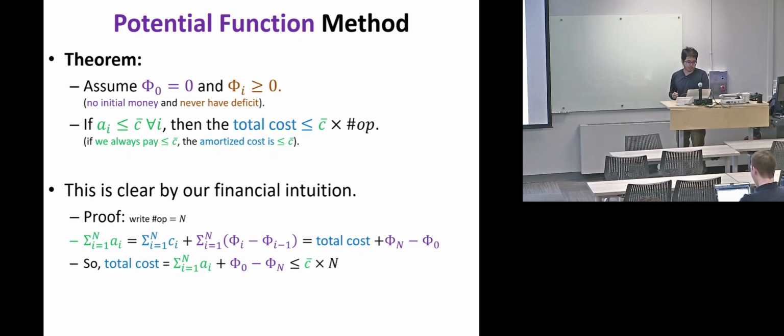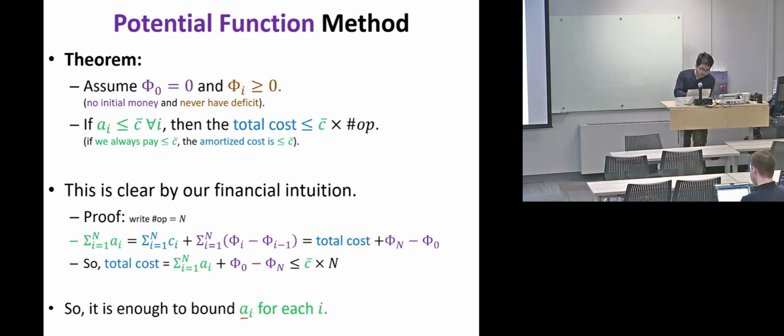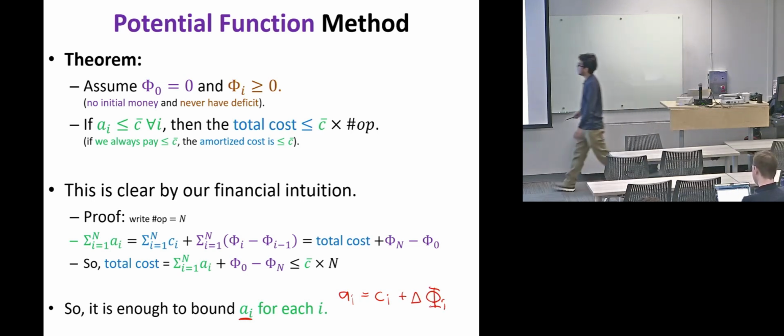But my point is, what you need to do when you try to bound the amortized cost is just to bound A_i, where A_i is just the real cost plus the change in the potential. If you can bound A_i, how much you pay per day, you get to bound the amortized cost of the whole sequence or the total cost.